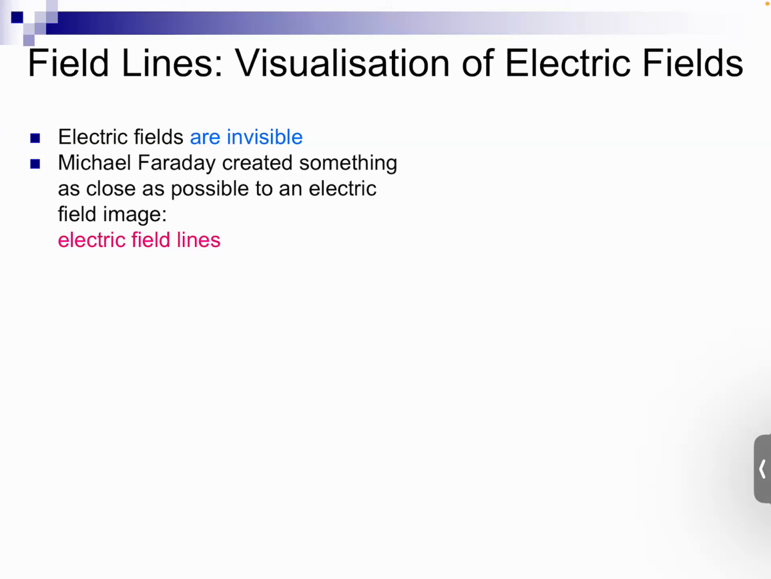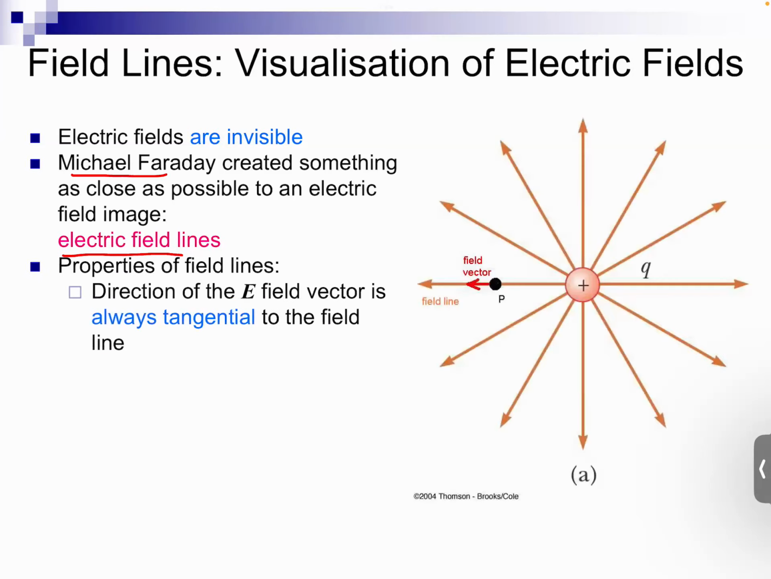So Michael Faraday was the person who created a way to draw electric field lines. He conceptualized electric field lines as a way of drawing electric fields and allowing us to visualize the electric fields generated by charges. And when drawing electric field lines, we follow certain rules.